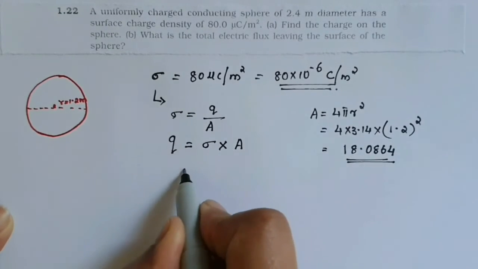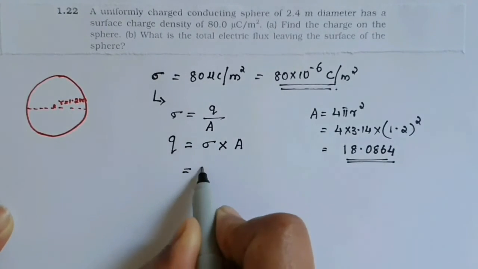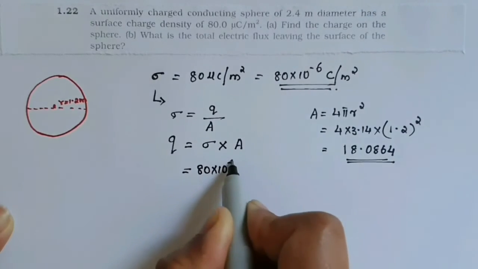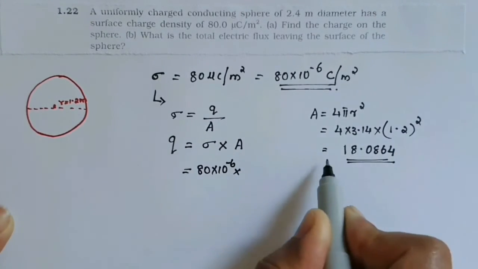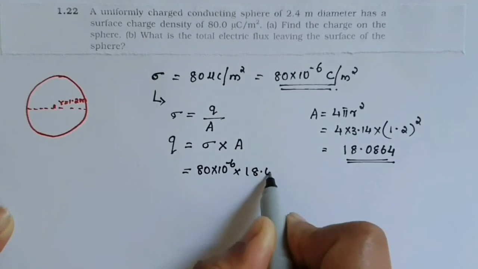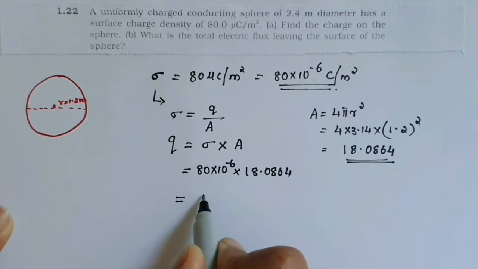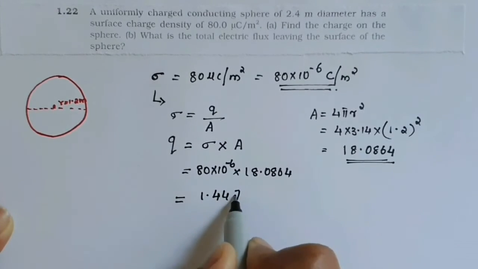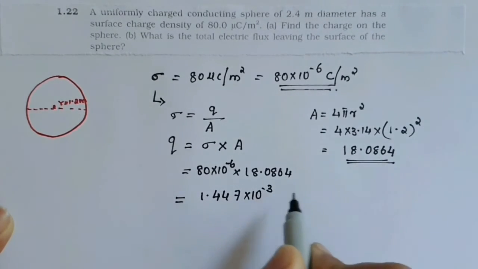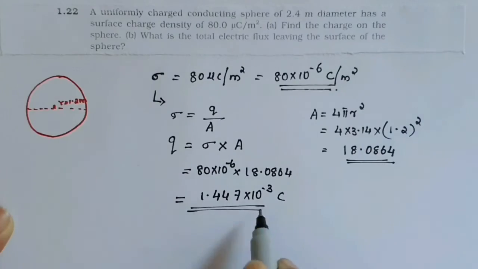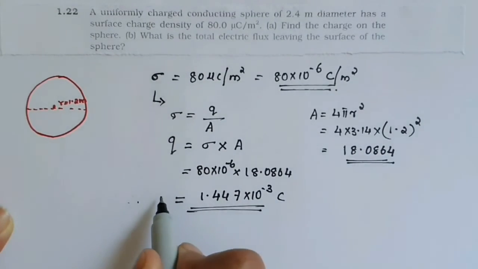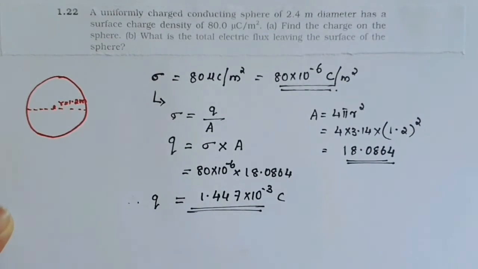Q is equal to sigma, that is 80 × 10^-6, into area, that is 18.0864. This is equal to 1.447 × 10^-3 coulomb. Therefore, charge on the surface of the sphere Q is equal to 1.447 × 10^-3 coulomb.